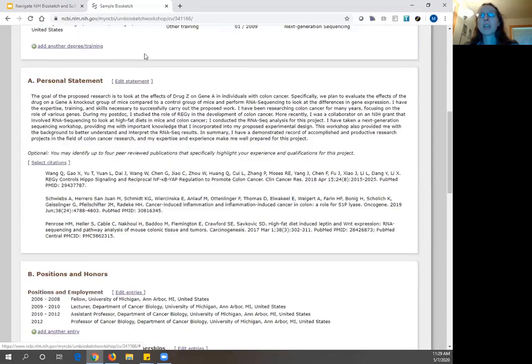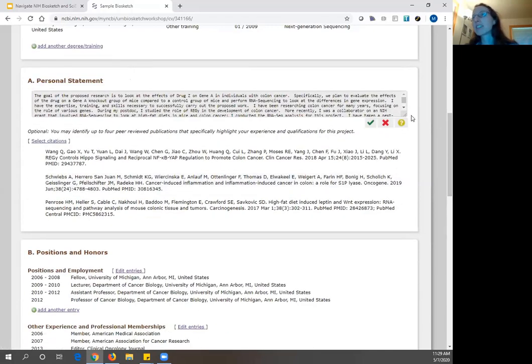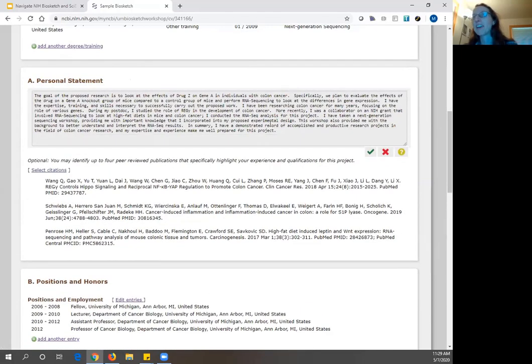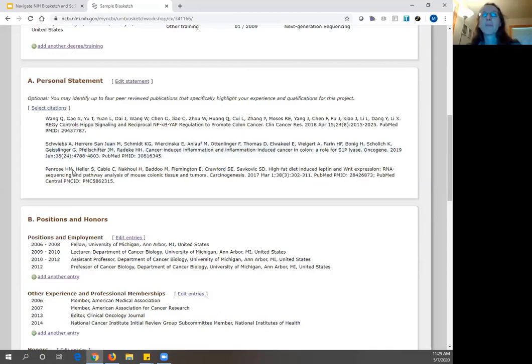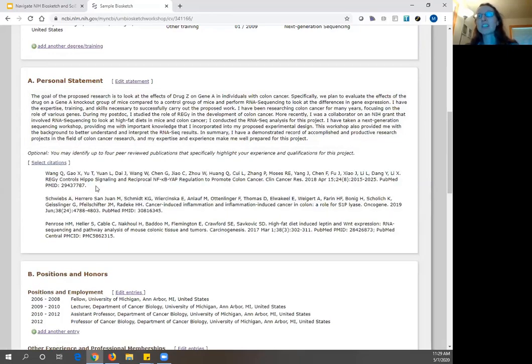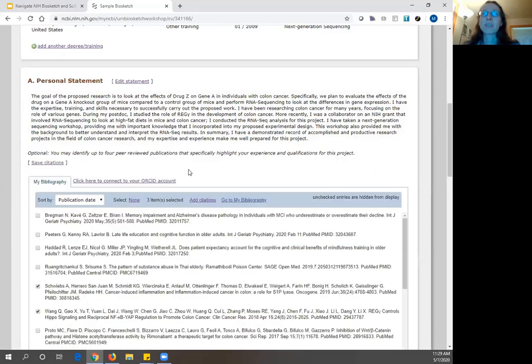For the personal statement, I'm going to click edit statement. And what you can see is it's just a text box. You basically just enter your personal statement text in here, and you click the green checkbox to save it. Now remember, I mentioned that you can include up to 4 citations with your personal statement. So I'm going to click select citations to show you how this is done.